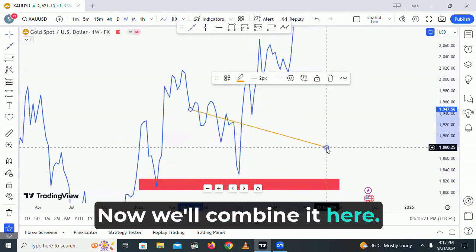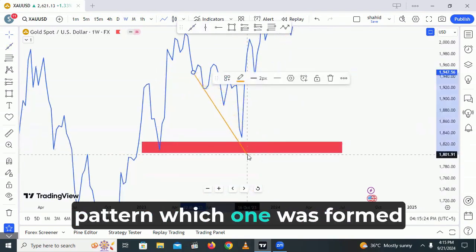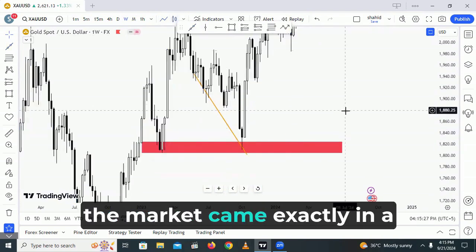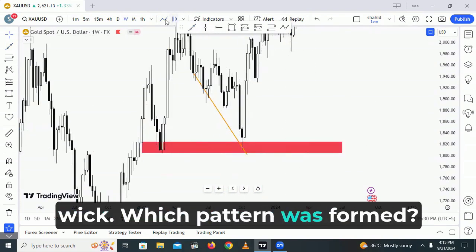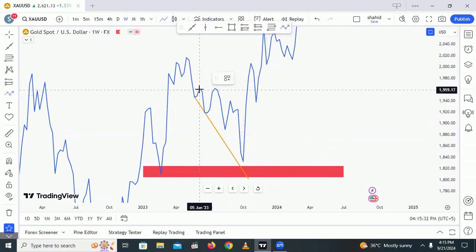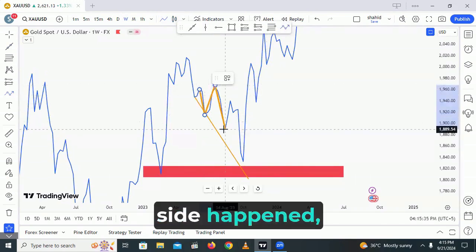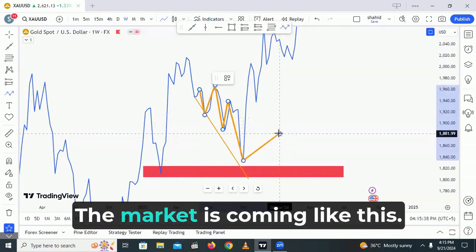Now we'll combine it here. I'll also show you in the pattern which one was formed here. See here, the market came exactly in a wick. Which pattern was formed? If we had this, then buy side happened, then sell side happened. The market is coming like this.